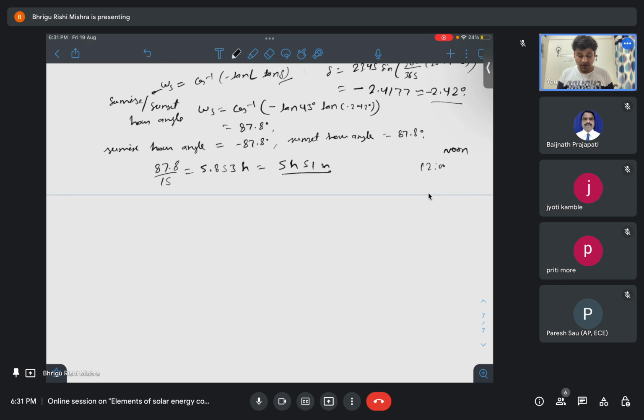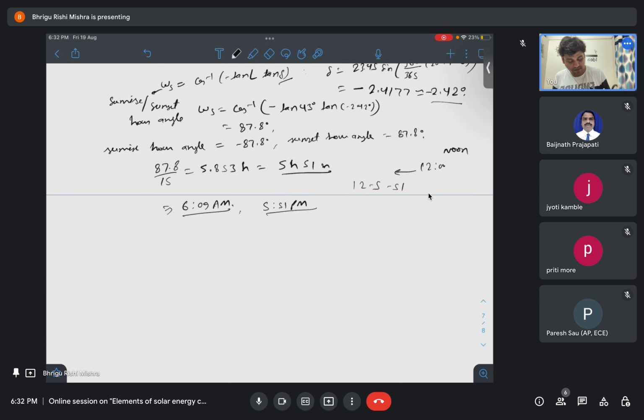Now the sunrise will be behind this. Okay, so it is 12 minus 5:51, so it is around 6:09 a.m. This is the sunrise time, and the sunset time is simply 12 plus this 5:51, sorry, not am, pm.